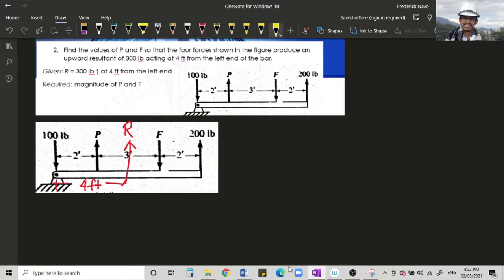And sabi natin, yung resultant is yung summation ng ating forces. So along y yung ating forces, so that will be along y component. So this will be upward positive. So yung resultant natin given na, so that is 300 pounds. So that is equal to the summation of the force system. Okay, so that will be 100 pounds.